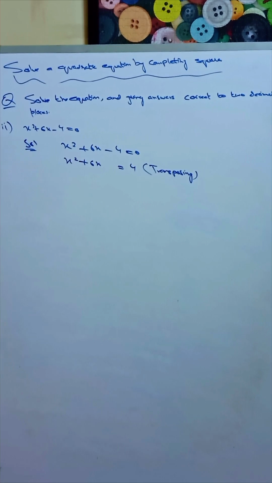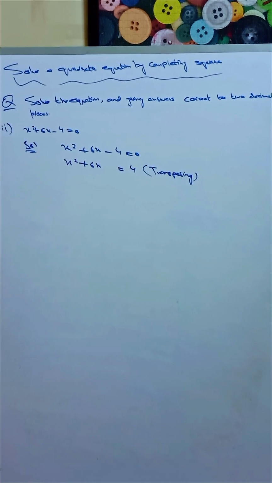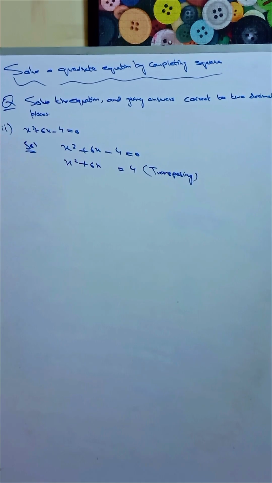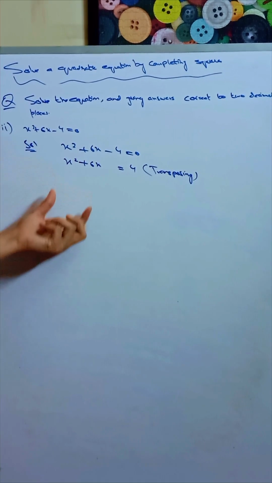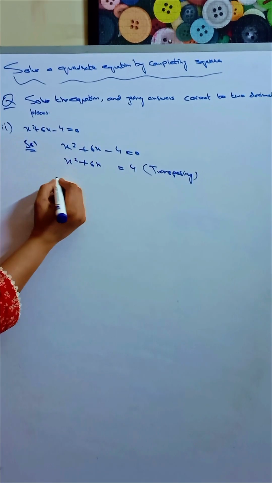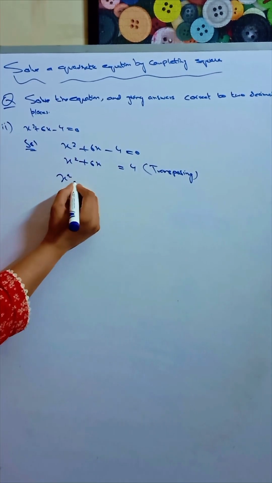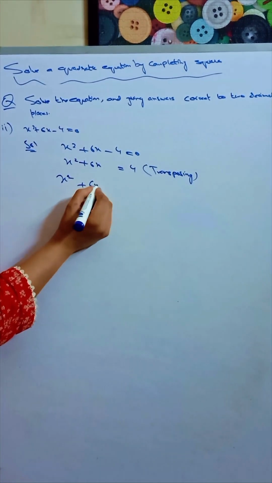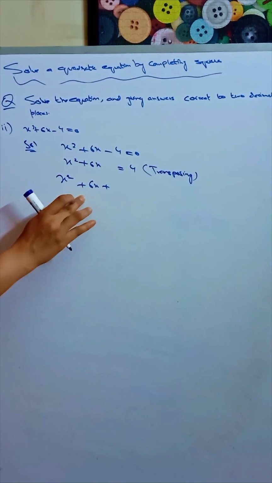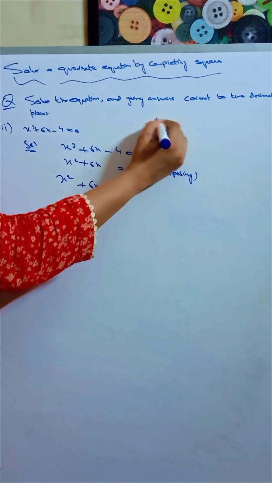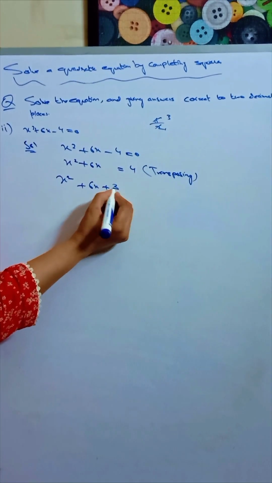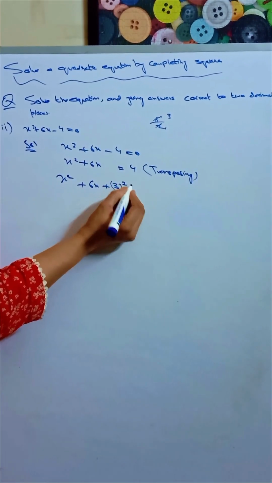Now, come to the point. Again, we have to complete the square. You have learned in my previous lecture how we have to complete it. So let's begin. x square plus 6x plus, what do we do? Half of the coefficient of x. What is half of the coefficient of x? 6 by 2. What is the answer? 3. 3 and the square of it.